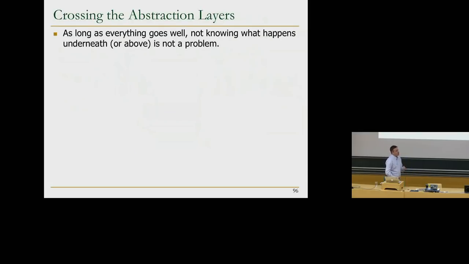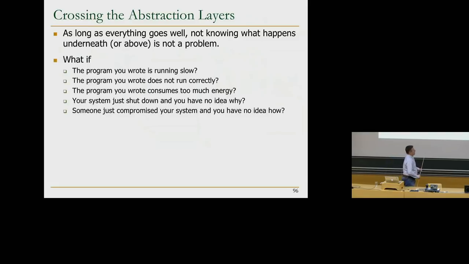So, crossing the abstraction layers, we talked about this yesterday. As long as everything goes well, you are happy with your programs and algorithms, you're solving the issues, the programs you develop don't have any problems, there are no security breaches, it's not a problem. But the moment you realize you are hitting some limits, the programs are not running as fast as you would like, there are no bugs or algorithmic problems in the way you're approaching the problem, but still the implementation does not satisfy you. It's not good enough.